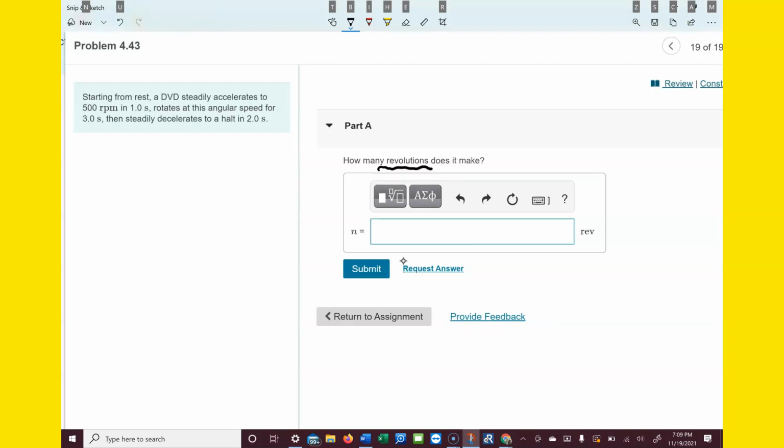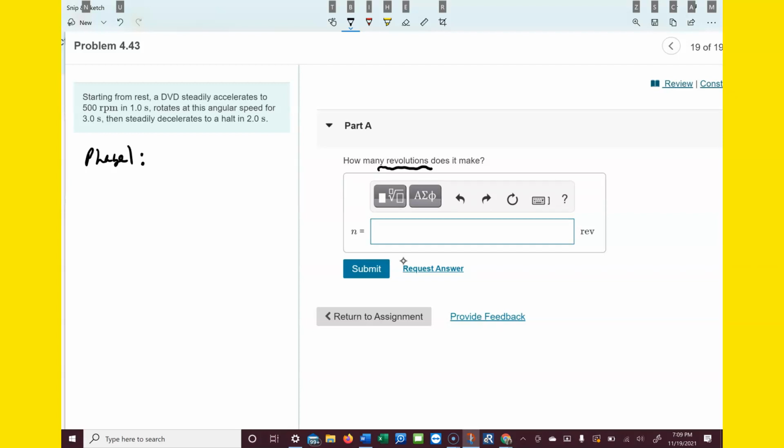So it's asking us for the angular displacement, theta. But we have 3 phases. One phase where it's accelerating, another phase where it's going at a steady speed, and then the last phase where it decelerates to a halt. So we've got to figure out how many revolutions it makes during each of those phases where it has different angular accelerations during each phase. So let's go phase 1 first.